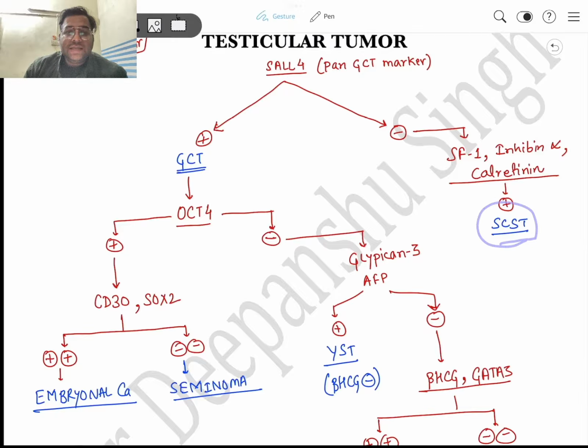The other common variety is the sex cord stromal tumor, SCST. The markers you would use are SF1, inhibin alpha, and calretinin. So these are the markers for sex cord stromal tumors.